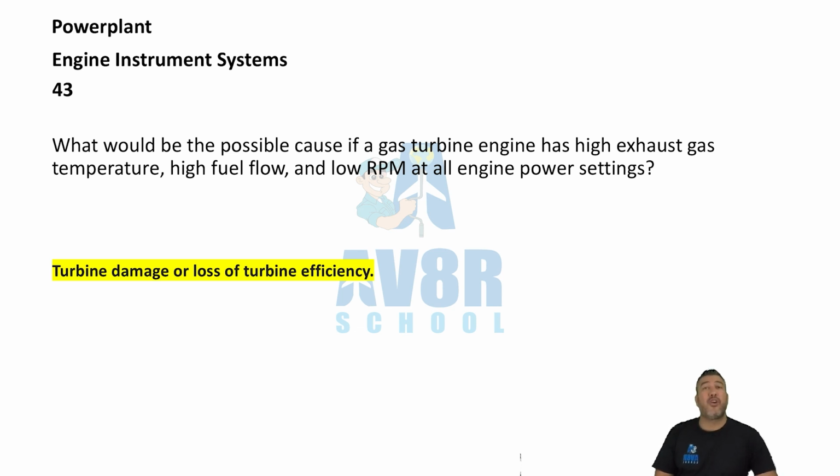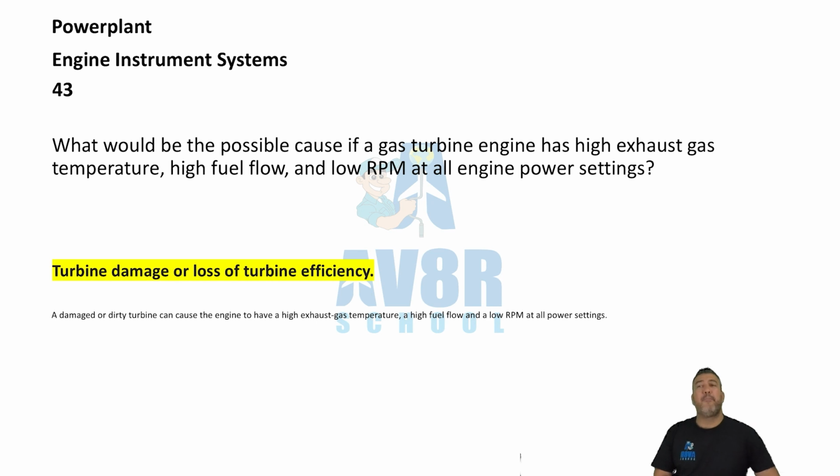Number 43. Turbine damage or loss of turbine efficiency. So what would be the possible cause if a gas turbine engine has high exhaust gas temperature, high fuel flow, and low RPM at all engine power settings? You may have turbine damage or loss of turbine efficiency.